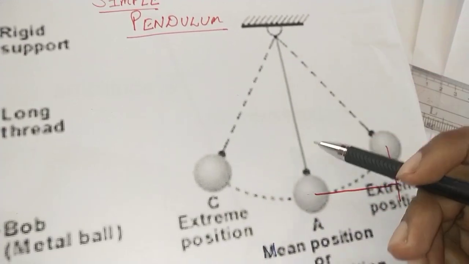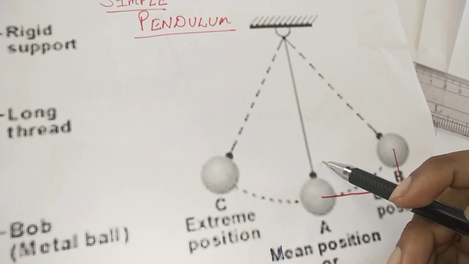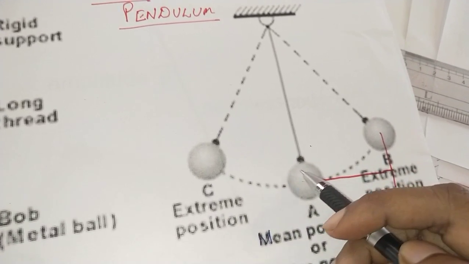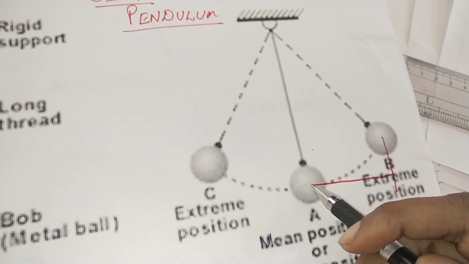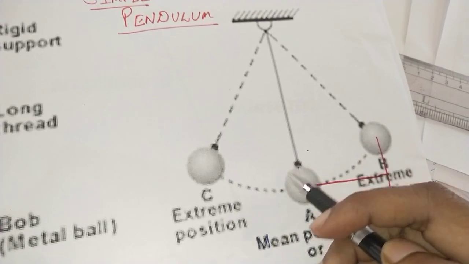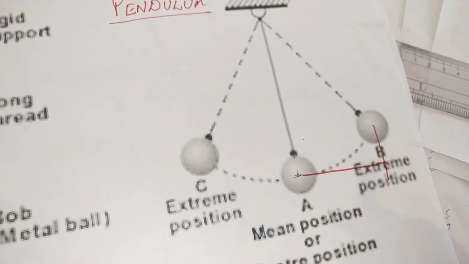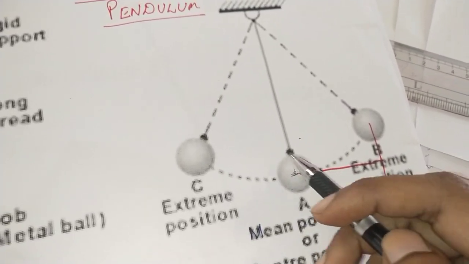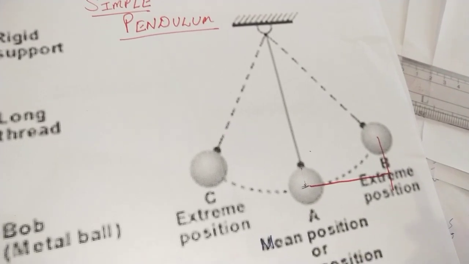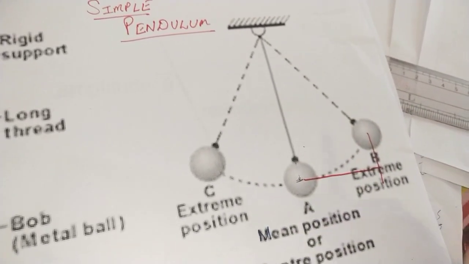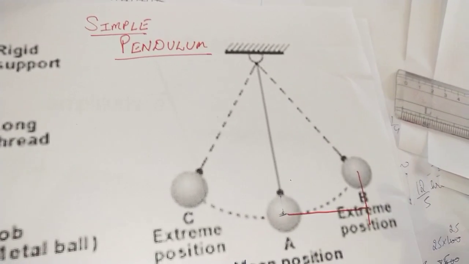We can measure the length of the string using a scale, but what about this part? This we can calculate using the radius. Whatever the radius is, we will get the middle value. And how can we get the radius? For that we already studied the micrometer screw gauge and the vernier caliper, to measure the radius of any circular object. So this length plus this radius will give us the effective length. Alright, now let's see how it works.